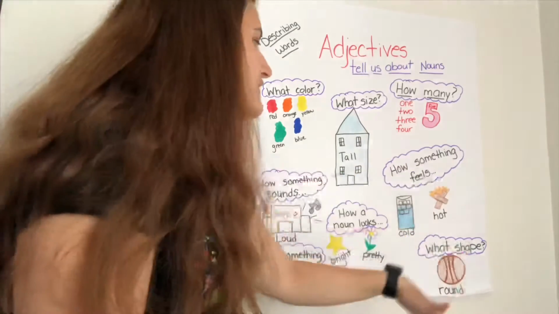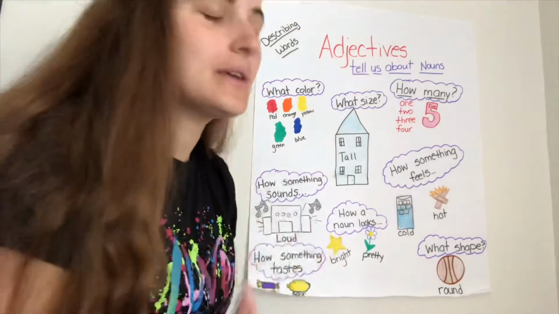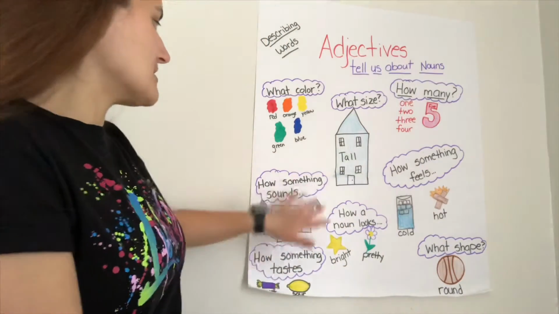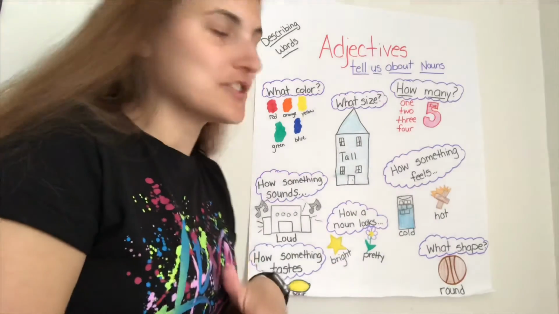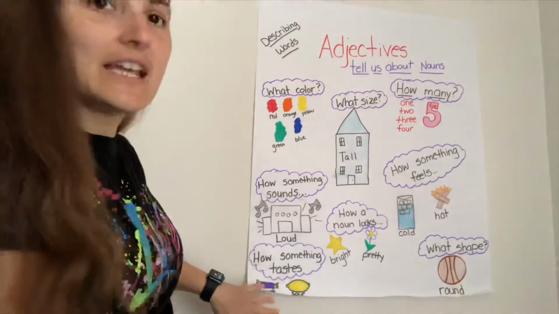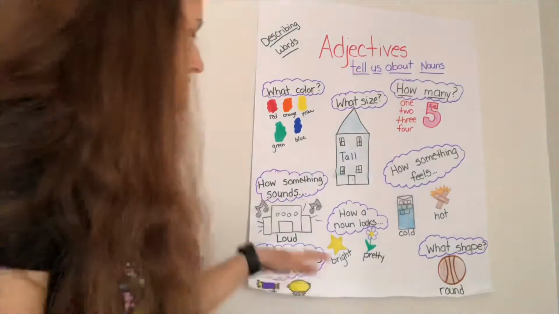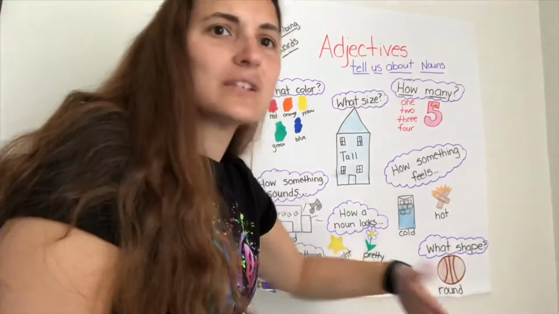Also, how something feels. Is it cold? Is it hot? Is it smooth? Is it bumpy? Those are examples of adjectives as well. How does something sound? Is it loud? Is it quiet? Those are adjectives. How does something taste? Is it sweet? Is it sour? Is it salty? Those are adjectives as well. And what shape is it? Is it round? Is it square?